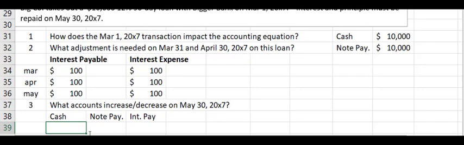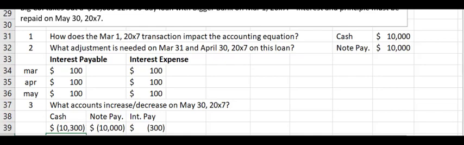What are you going to have to pay on May 30th? You've got to repay that loan, so the notes payable is going down because you're paying it off. And you must also pay off that interest. So assets are going down and two different obligations are going down. The note itself is being repaid and the interest is being repaid.